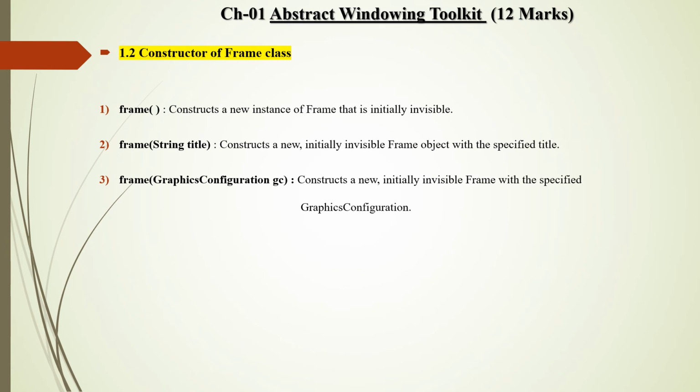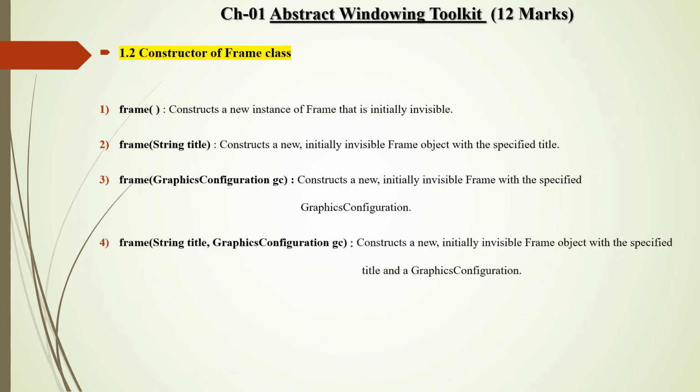Next constructor is Frame, whose parameter is a graphics configuration object. The constructor creates a new initially invisible frame with a specific graphics configuration. And the last constructor is Frame(String title, GraphicsConfiguration gc). So this constructor has two parameters. First one is a string title and second one is an object of graphics configuration. This constructor creates a new initially invisible frame object with the specified title and graphics configuration.